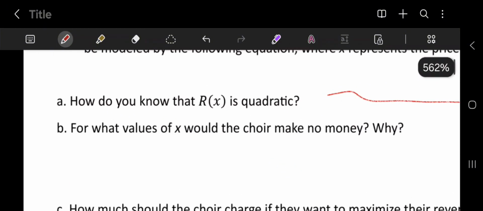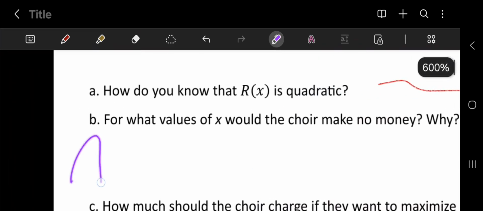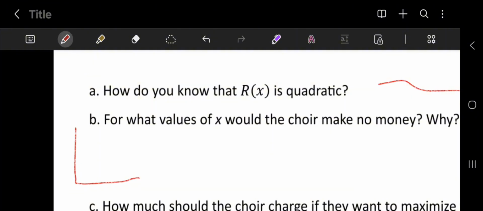Now, question B asks, for what values of x would the choir make no money and why? Since we know this is a quadratic function, we know that it's going to be parabolic. And we can assume that it is definitely not going to look like this, and most likely the graph is going to end up looking like that. So we can sketch a little graph that would mimic this equation. We already know it's going to do something like that.